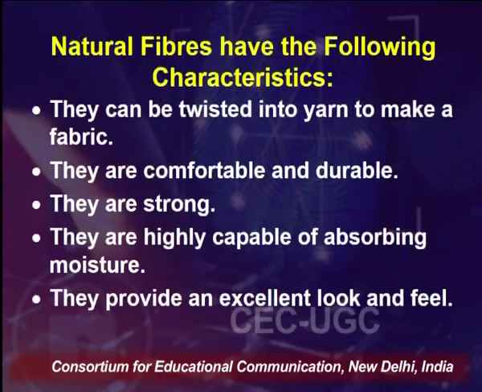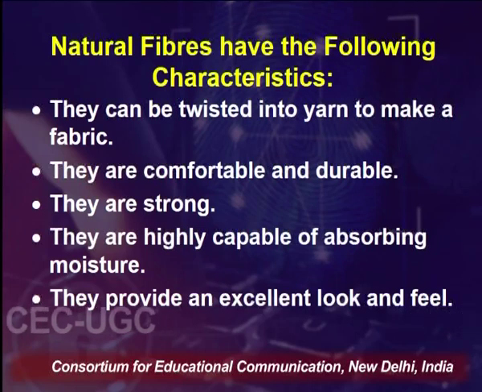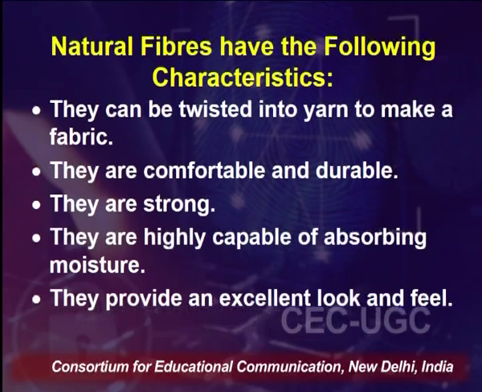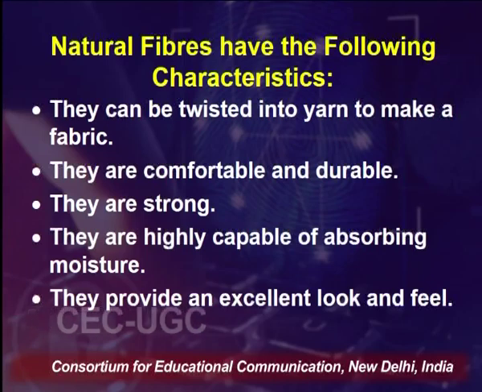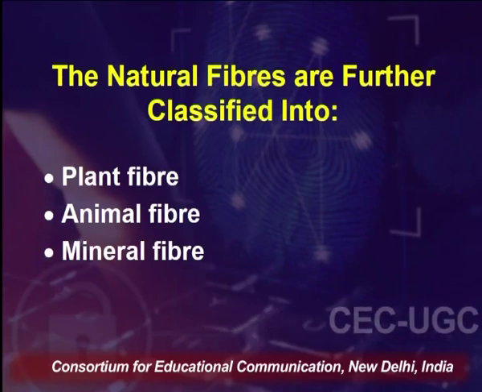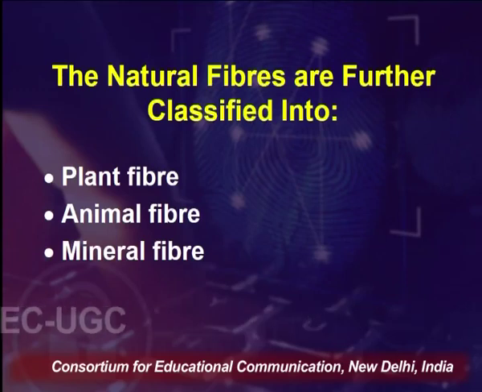So, natural fibers have the following characteristics. They can be twisted into yarn to make a fabric. They are very comfortable and durable. They are strong, highly capable of absorbing moisture, and they provide an excellent look and feel. Natural fibers are further divided into three categories. They can be plant fibers, animal fibers, or mineral fibers.